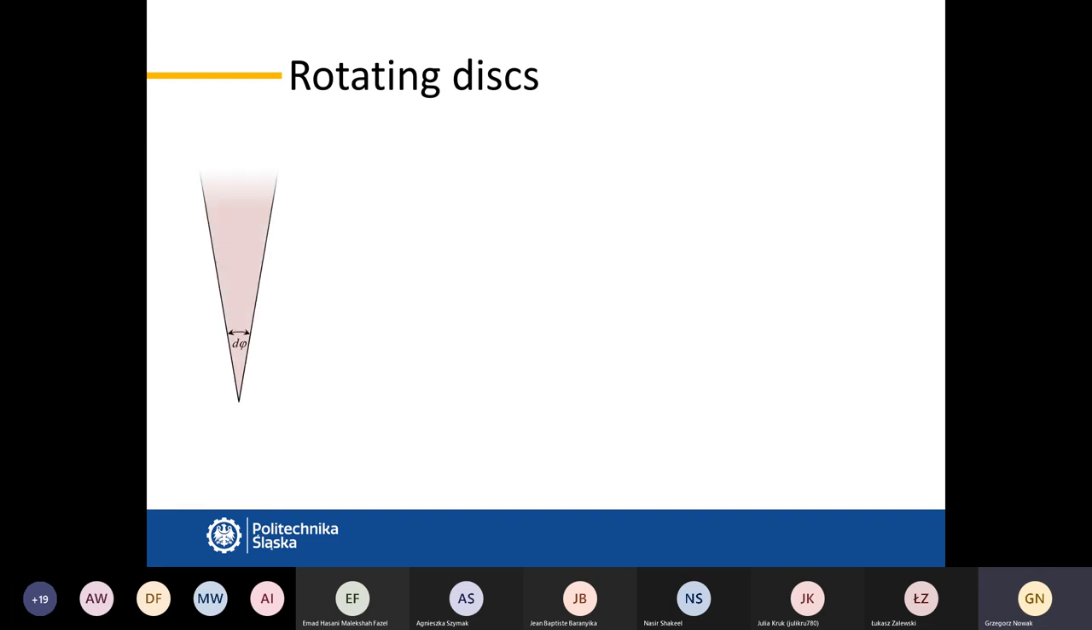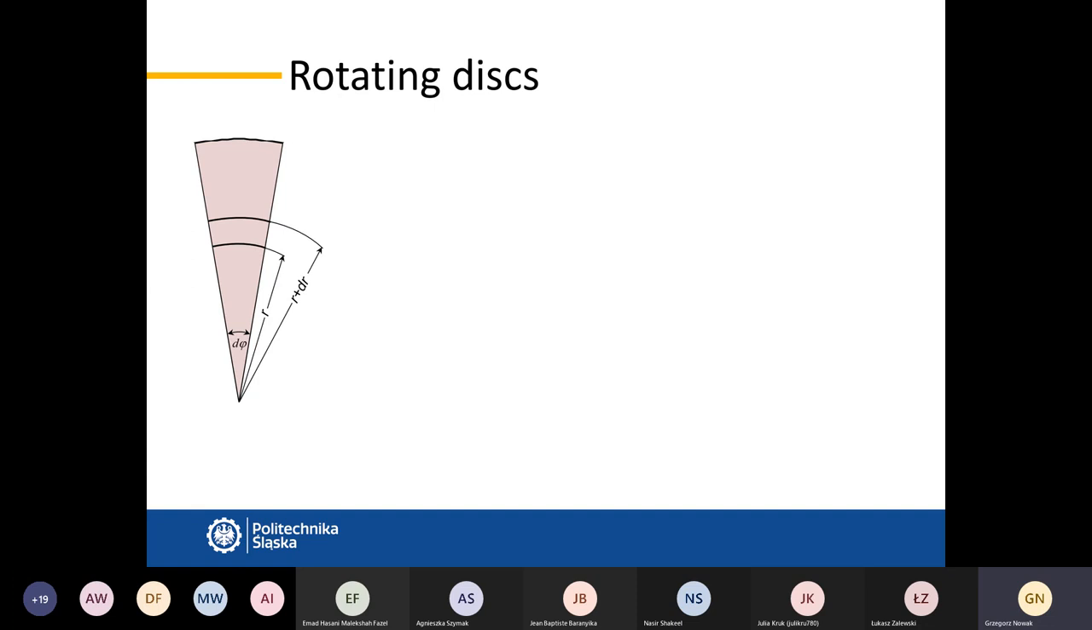But in a moment, let's look now at deformations. So if the disk rotates, let's look at two sections. One is at distance r from the rotational axis. The other is very close to it, so it is by dr further.